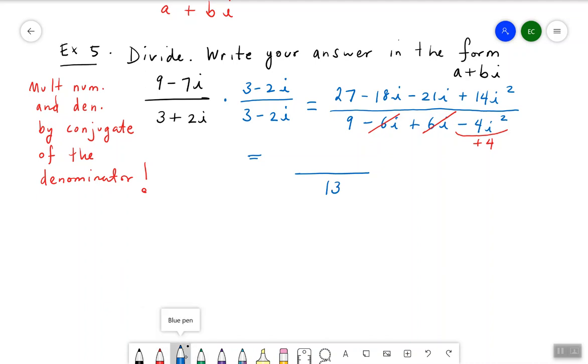And then in the numerator, you have a plus 14i squared at the end of it. That's the same as minus 14. So you have 27 minus 14, which is 13. And then you have two middle terms, minus 18i minus 21i, which is minus 39i.